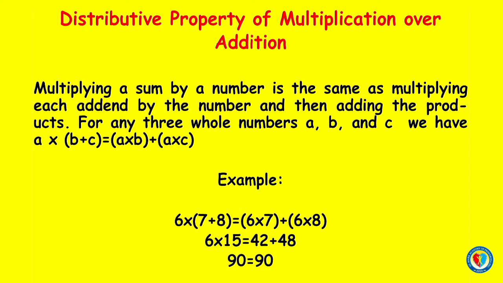So we have 6 times the sum of 7 and 8. 7 plus 8 equals 15. Multiplied by 6, we get 90. Then the other one, 6 multiplied by 7 equals 42, plus 6 multiplied by 8 gives 48. So 42 plus 48 equals 90.